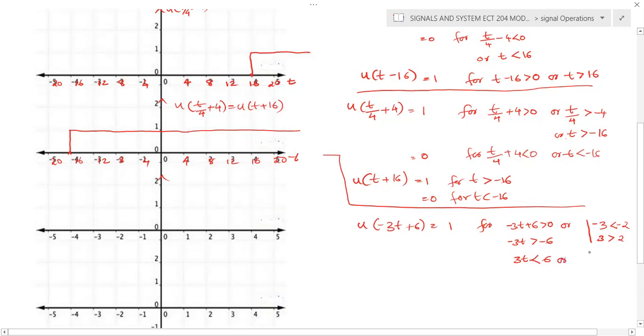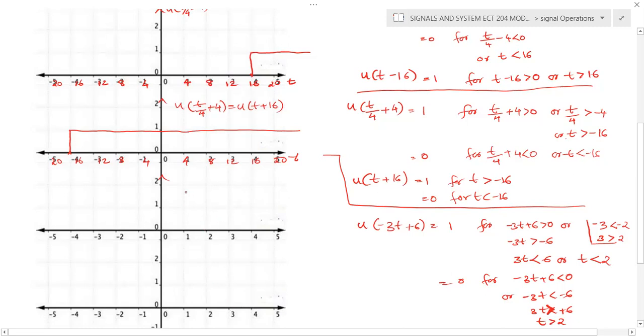And also you can rearrange this, or you can write t less than 6 by 3, that is 2. So t less than 2. For t less than 2, the function magnitude is 1, and 0 for minus 3t plus 6 less than 0, or if you rearrange this minus 3t less than minus 6, or if you multiply with minus it becomes 3t greater than 6. When you multiply with minus it should be greater than. So now t greater than 2. So now we got an idea.